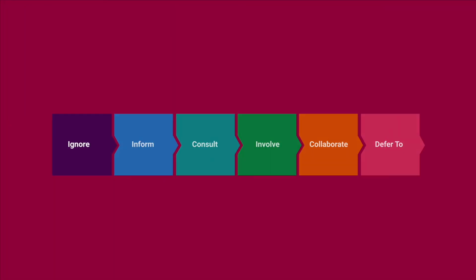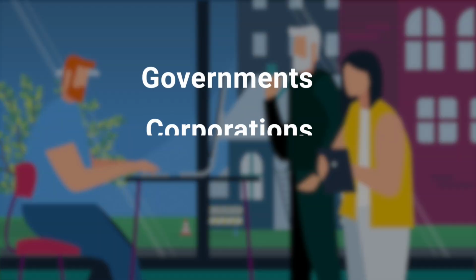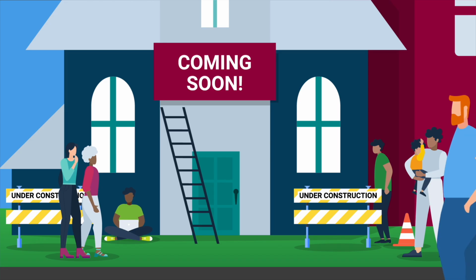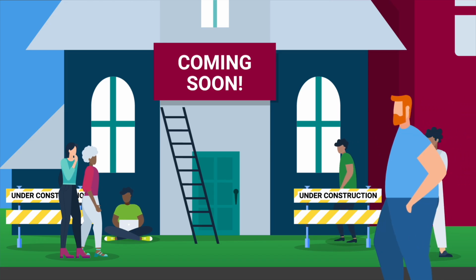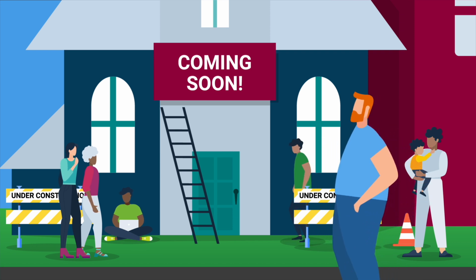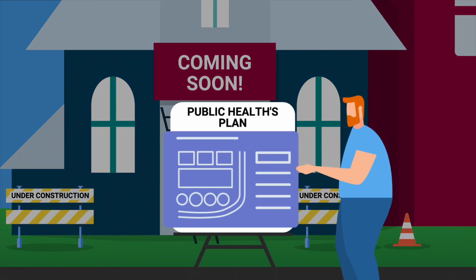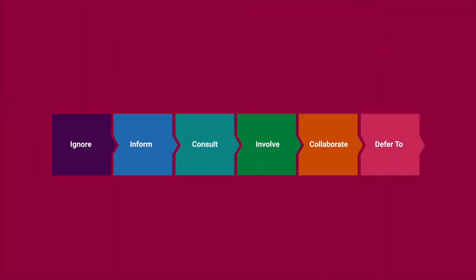The default for many organizations has been to ignore the community. In too many instances, governments, corporations, and community-serving organizations, including public health, have chosen to set their own agendas when it comes to addressing community challenges. From an ignore stance, we assume we know best what the community needs and that their voices, needs, and interests do not matter. What ends up happening is that community members who are already marginalized become even more so, and power inequities get worse.